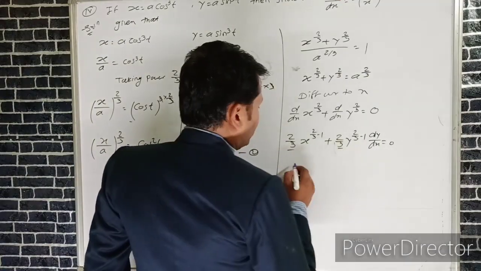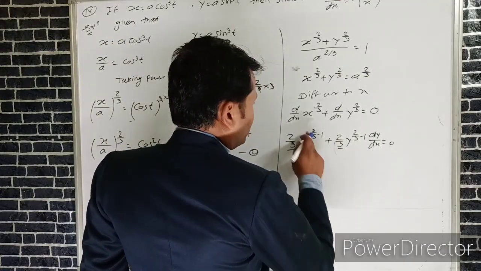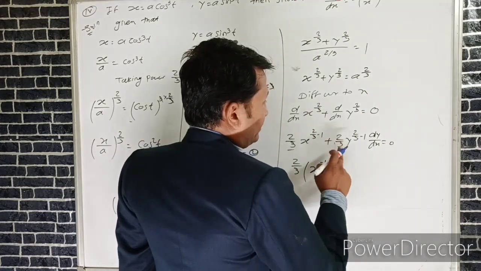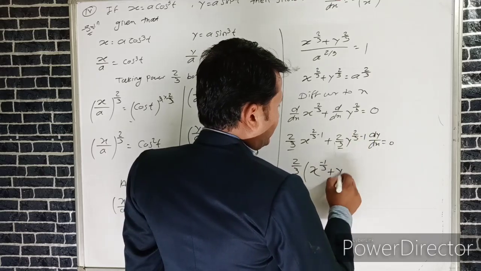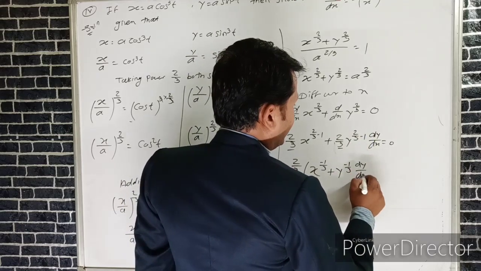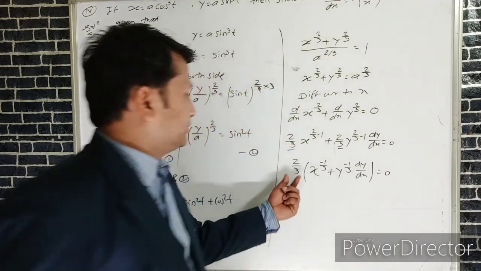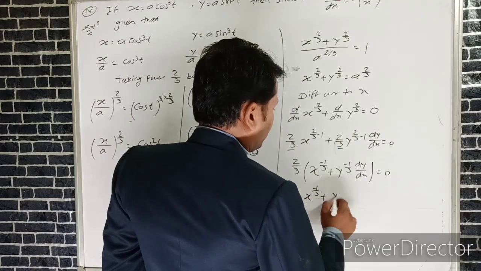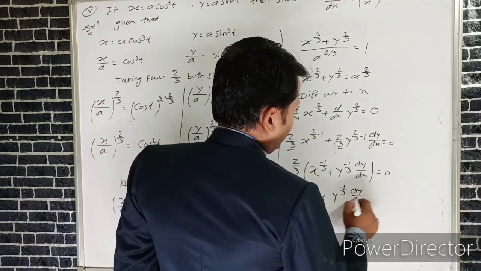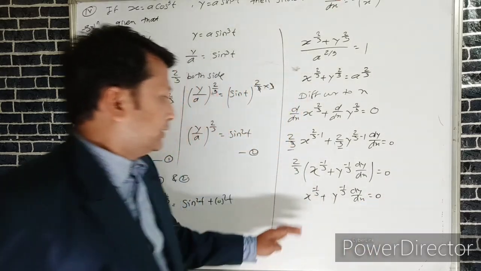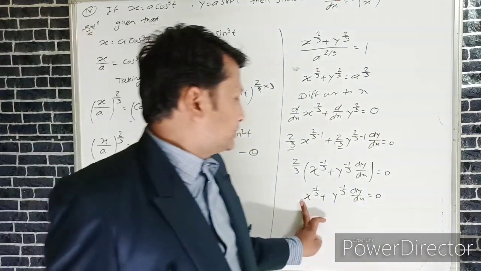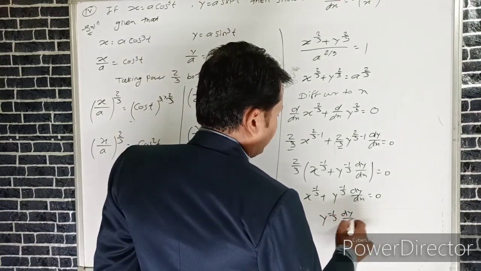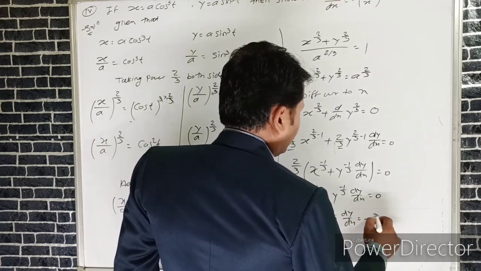If we take this 2/3 common, both terms: 2/3 into x raised to the power 2/3 minus 1, which is minus 1/3, plus again y raised to the power 2/3 minus 1, which is minus 1/3, into dy upon dx is equal to 0. If we shift 2/3 to the right side, then we can write x raised to the power minus 1/3 plus y raised to the power minus 1/3 into dy by dx is equal to 0. Now, if we shift this term x raised to the power minus 1/3, we can write y raised to the power minus 1/3 into dy upon dx is equal to minus x raised to the power minus 1/3.